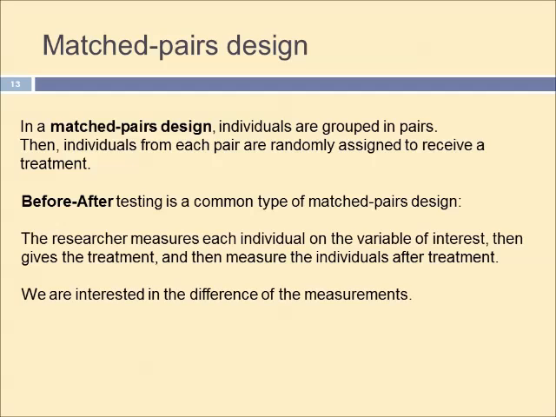Before giving an example, I want to describe what's called a matched pairs design. In a matched pairs design, individuals are grouped in pairs. Then the individuals from each pair are randomly assigned to receive some treatment. Before and after testing is a common type of matched pairs design. So a researcher measures each individual on a variable of interest. Then the researcher gives the treatment, and then we measure the individuals again after the treatment. And we look for the difference in the measurements.